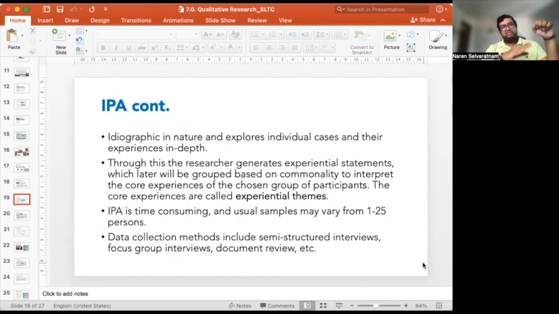So these questions are there, but you don't need to strictly stick to these questions. You may ask additional questions whenever you need as well. So that is what is meant by semi-structured interviews. You can do focus groups.